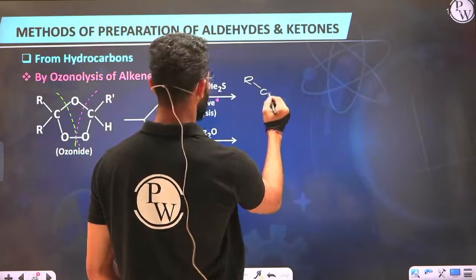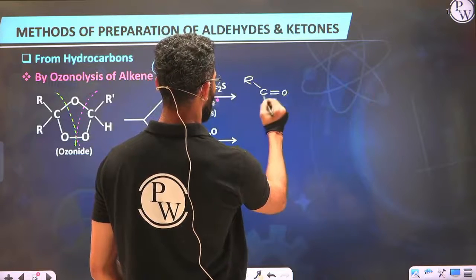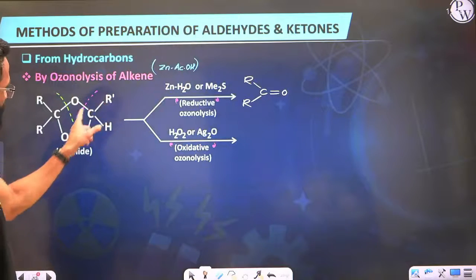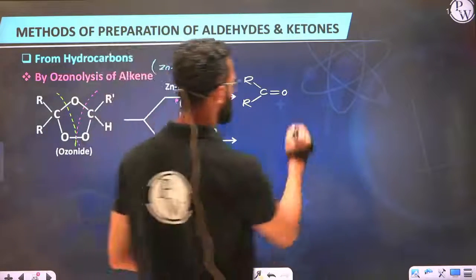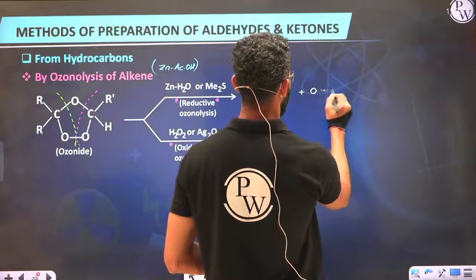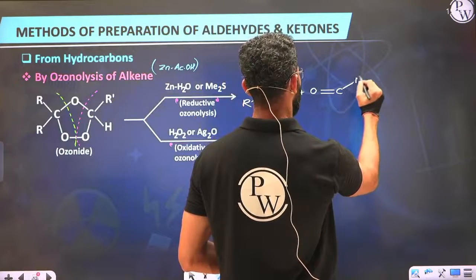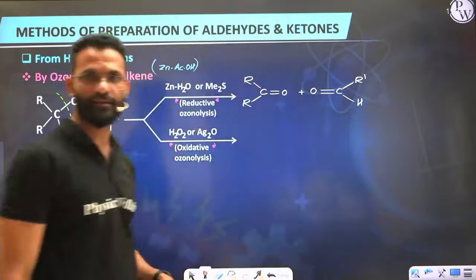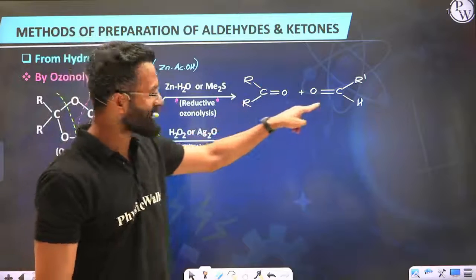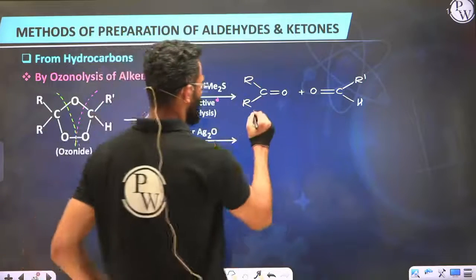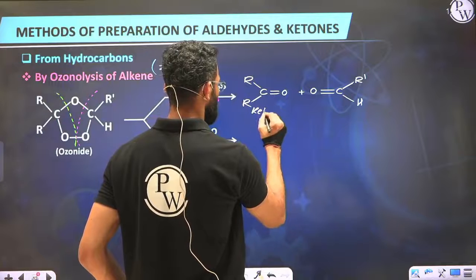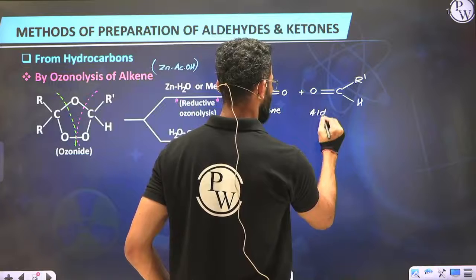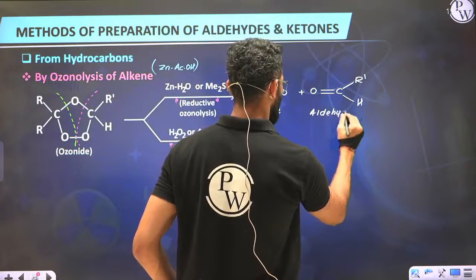So the two products that we are getting here from the left hand side are R C double bond O and R, right everyone? And on the other side, R dash C double bond O and H, which is an aldehyde. So this is ketone and that is aldehyde. So one of the products obtained is ketone and the other product obtained here is aldehyde.